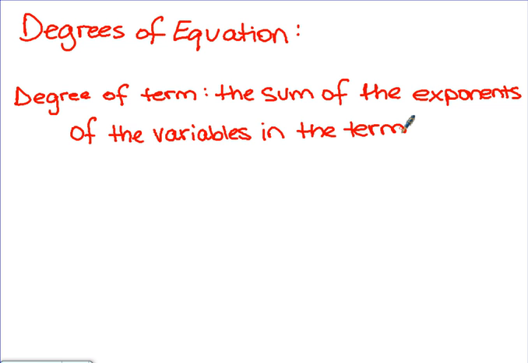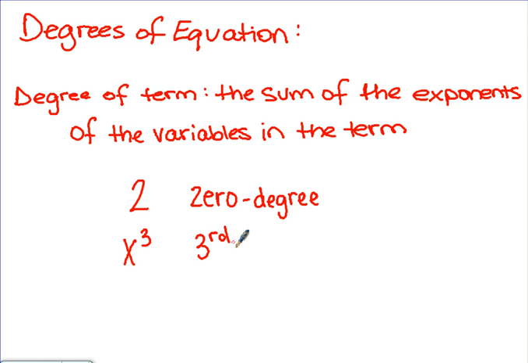All right, so for example, the term 2. All right, term 2 has no variables, therefore the exponents are 0. So this is a 0 degree term. All right, if I had something that was x cubed, well, the only variable is an x, and the only exponent is a 3, so this would be a 3rd degree term.